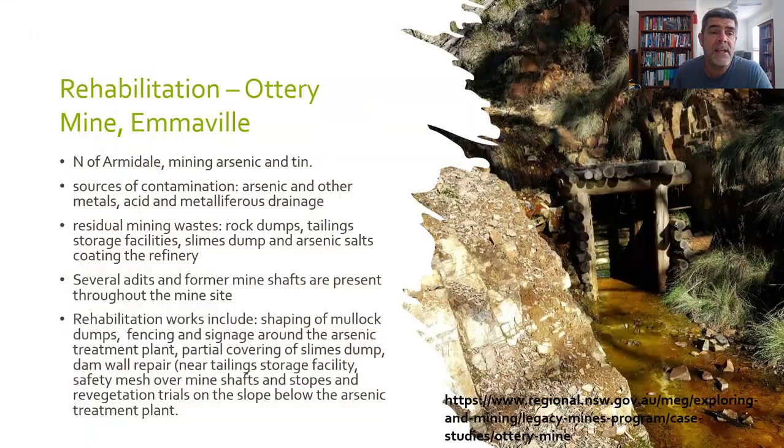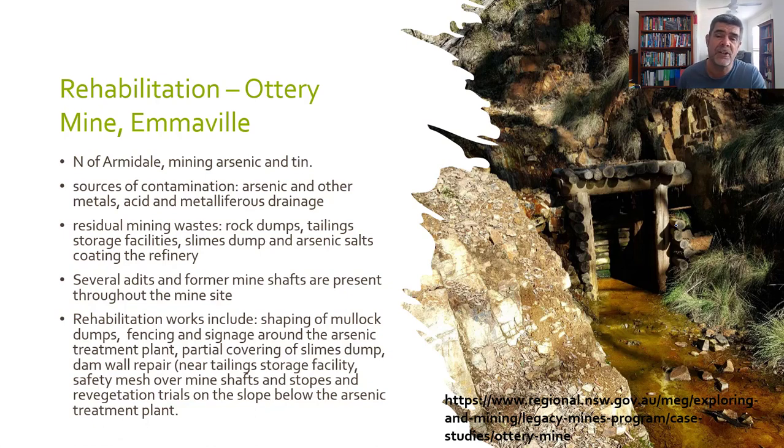So one of the ways I think of getting a good handle on each of these different types of mining methods, and the sorts of rehabilitation or reclamation that we do with each of them, is to look at a specific example of each. I've just picked the Ottery mine, which is just slightly north of Emmaville, somewhere between Glen Innes and Tenterfield. This was an old arsenic and tin mine.